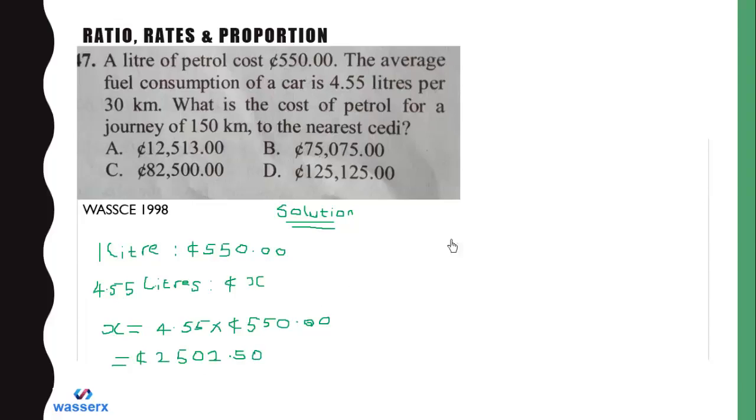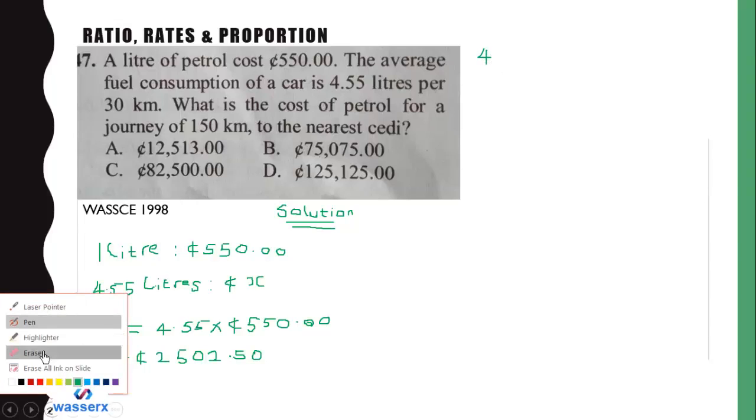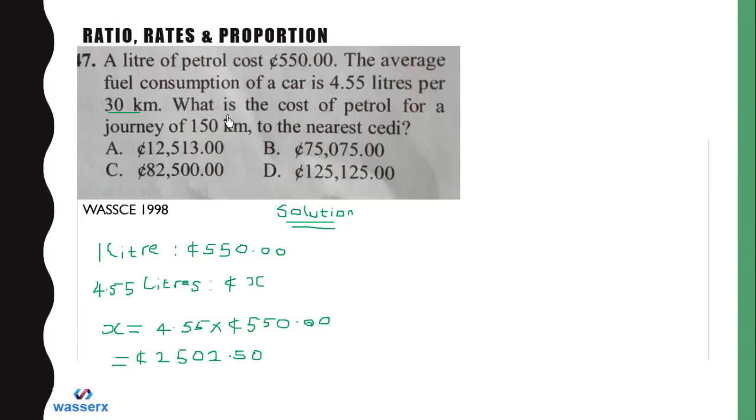Now we need to do some comparison over here. We know this amount corresponds to 30 kilometers. So 30 kilometers corresponds to 2,502.5 cedis. But we are looking for how much a 150 kilometer journey will cost. So 150 kilometers is to, let's say, Y cedis.